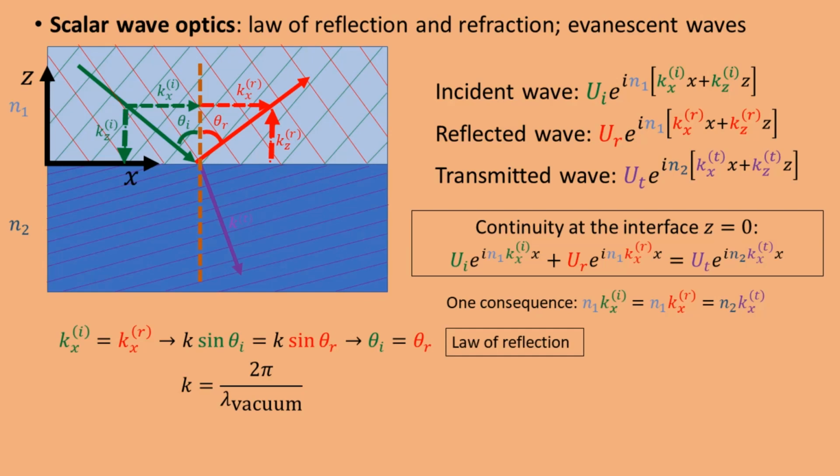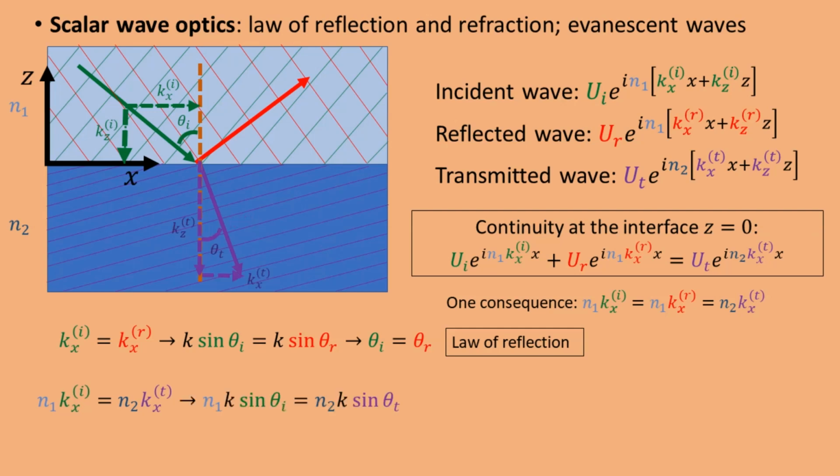Now let's look at how the transmitted wave vector is related to the incident wave vector. From the continuity of the tangential component of k, it follows that n1 kxi is equal to n2 kxt. Once again, we can write kx as k sine theta, where k denotes the length of the wave vector in vacuum. Cancelling out the k's on both sides gives us the equation n1 sine theta i is equal to n2 sine theta t, which is Snell's law. So we have seen that by requiring that the field is continuous at the interface, we can derive the laws of reflection and refraction.